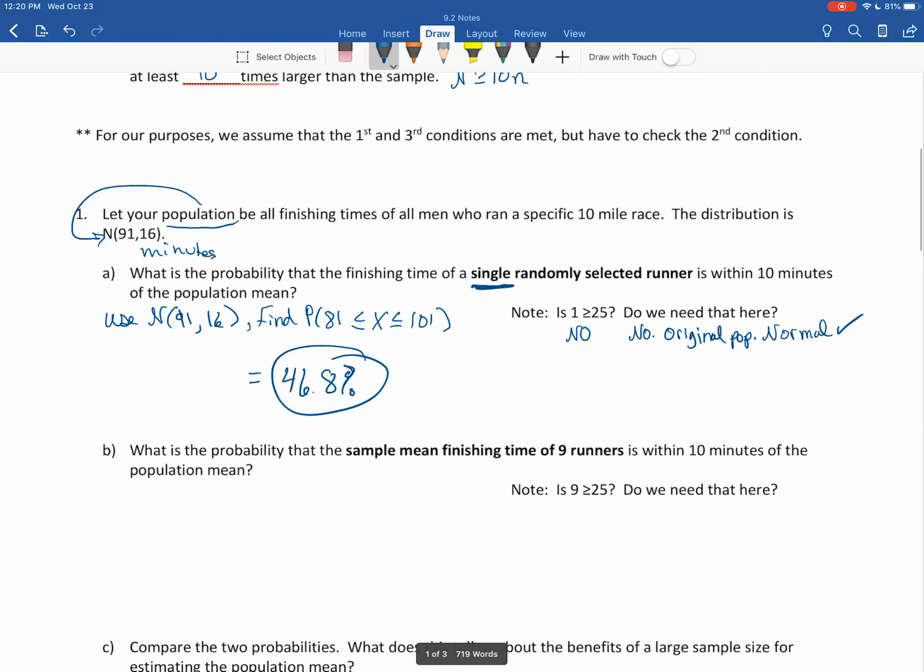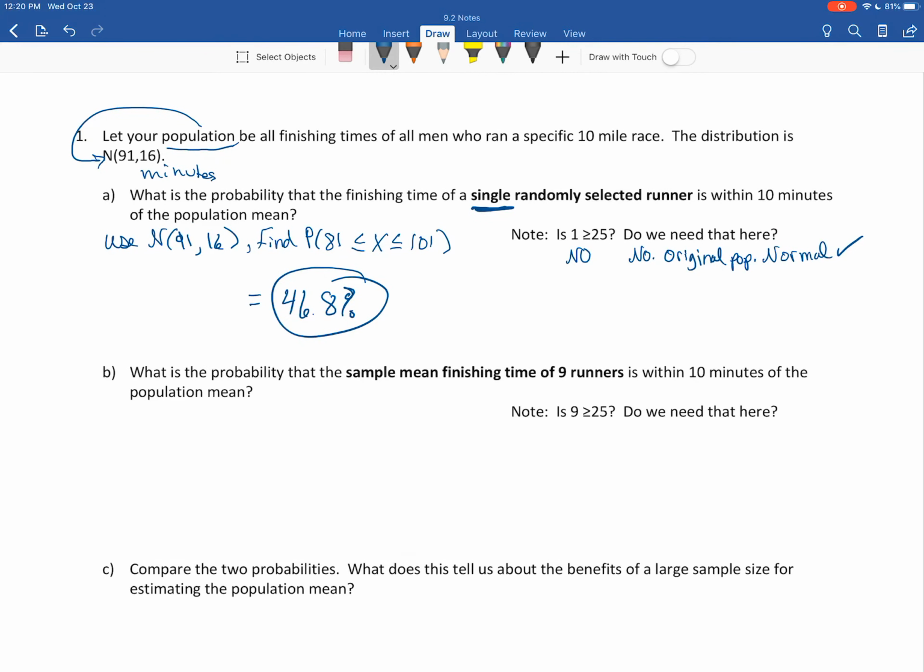Okay, let's do another one. Same setup, but what's the probability that a sample mean finishing time of 9 runners is within 10 minutes of the population mean? So what if we picked out 9 random runners from this race, calculated their average finishing time, and we want to know the likelihood that that average is within 10 minutes. Again here, we still don't hit the sample size. It's still not technically big enough, but we do not need it here. So we still hit that condition. But we have to be very careful here.